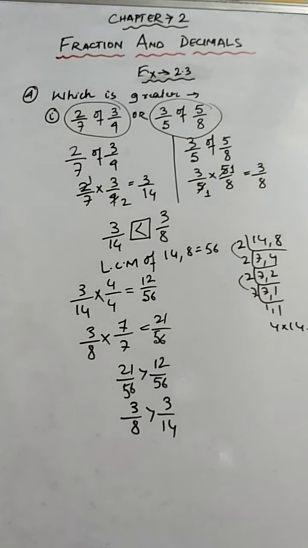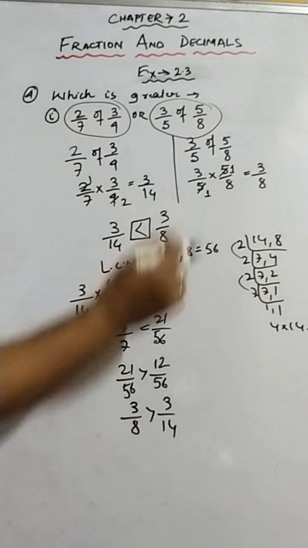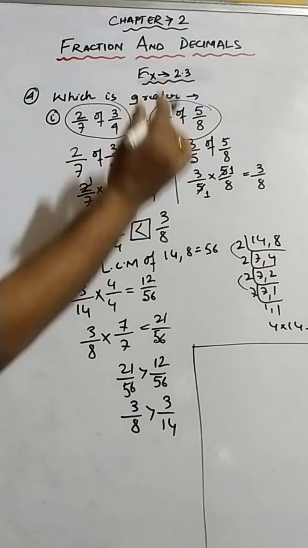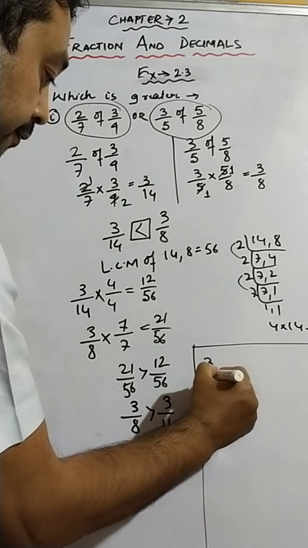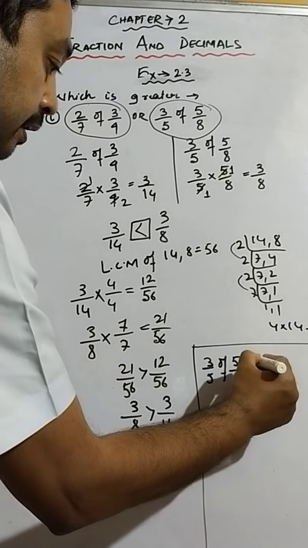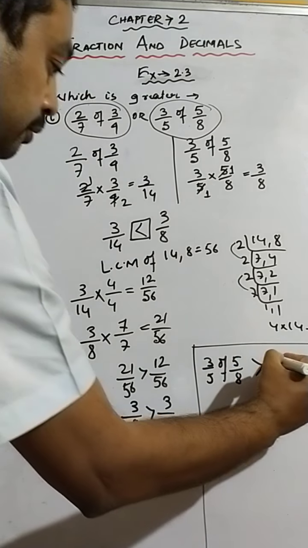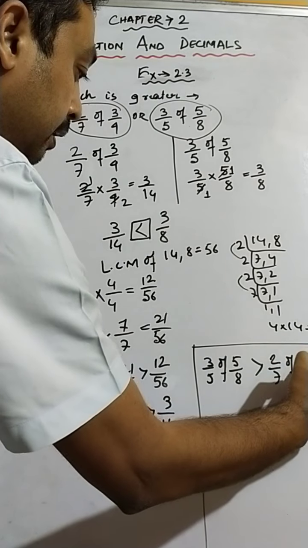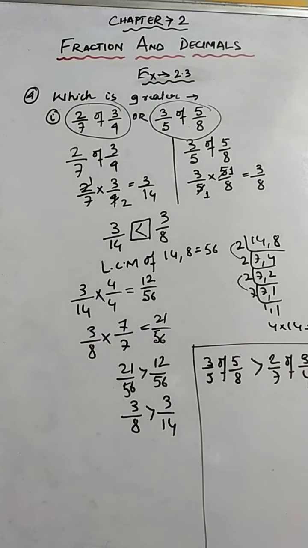So how to conclude this sum? We can write that 3 by 5 of 5 by 8 is greater than 2 by 7 of 3 by 4. This is how you have to calculate your sum. Now let's move on to sum number 5.